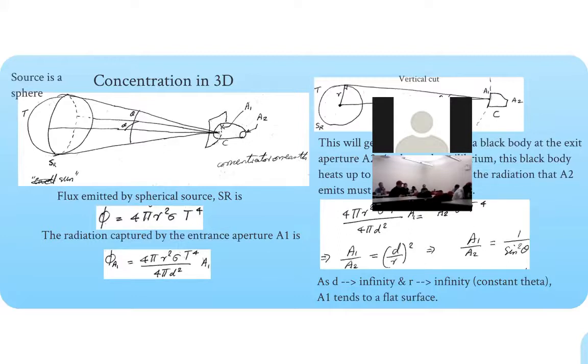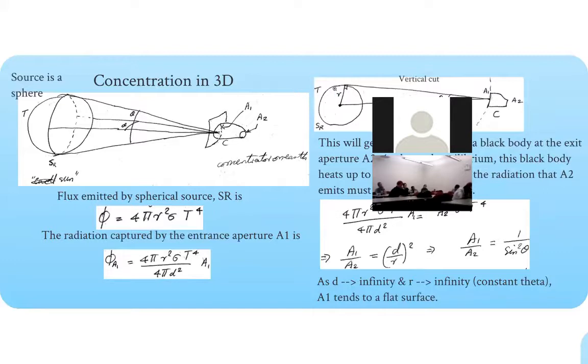And then you get this simple expression. So this is what's coming into the concentrator, 4 pi r squared sigma T raised to 4 divided by 4 pi d squared times A1. And that's equal to what's coming off the black body, A2 sigma T raised to 4. Now, T are the same, so that cancels out, sigma cancels out, and you get a very simple expression, A1 over A2, which is the concentration factor in 3 dimensions, is D over R squared.